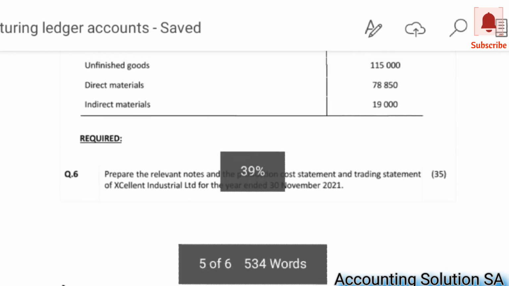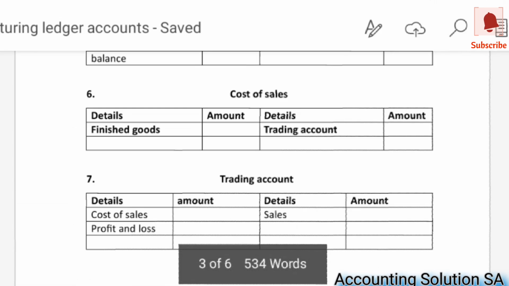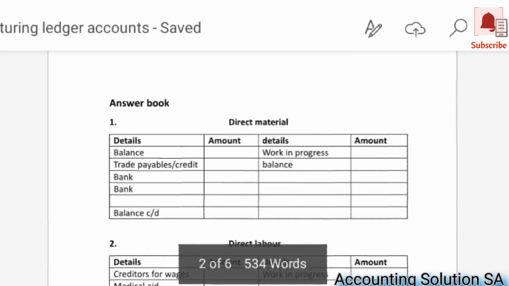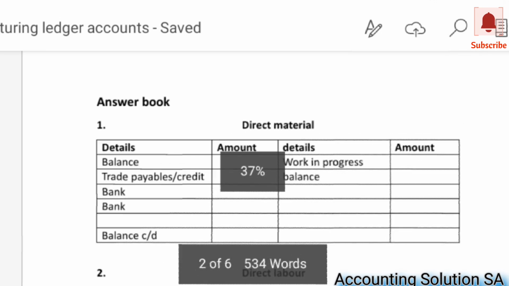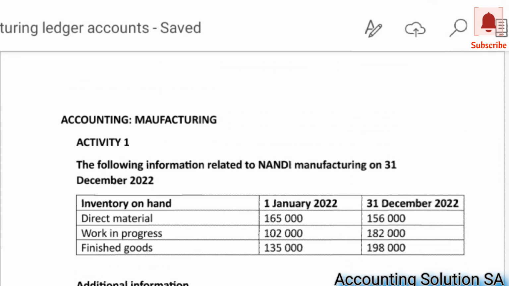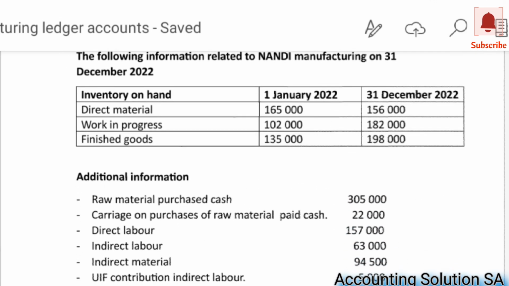Okay, so the question that we are going to start with, of course, is a ledger account, which in this case I already wrote down in my answer book so that it can be easy for me when I'm busy doing this lesson. Let's first check the information for activity number one. You have to make sure, guys, that you understand activity number one, because the ledger account rules that we are going to use when we prepare activity number one are similar to what we are going to use when we prepare our production cost statement. The only difference is the format, but the rules and the principle remain the same.